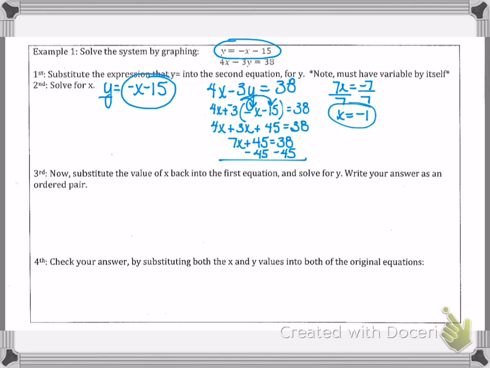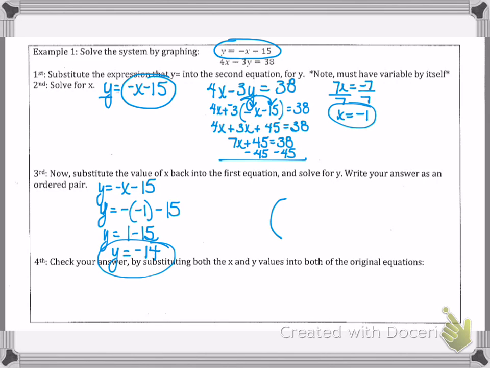But if you think back to the first example, we need an x value and a y value to make up our ordered pair solution. So the third step now is to substitute the value of x back into the first equation, the one that you plugged in. So we had the equation y equals the opposite of x minus 15, and I'm going to replace x with negative 1. So this is going to be y equals the opposite of negative 1 minus 15, which gives me 1 minus 15, which means y should be negative 14.